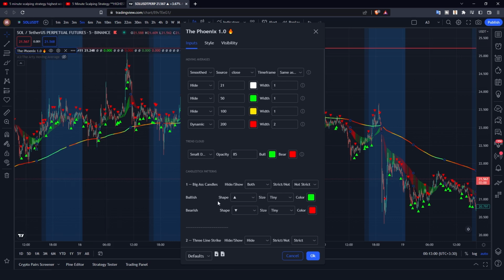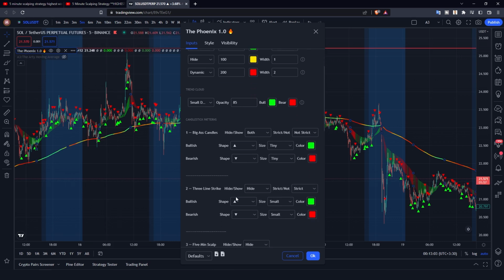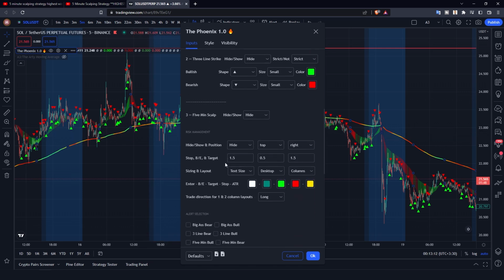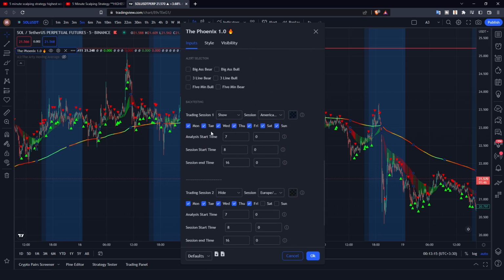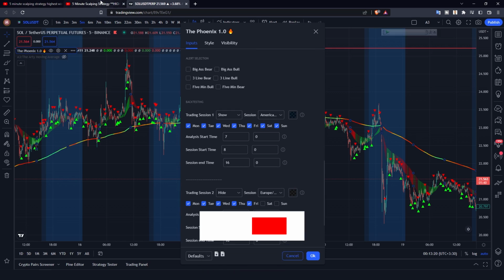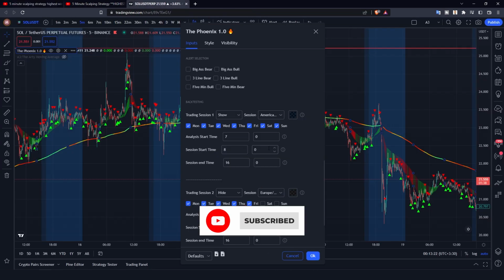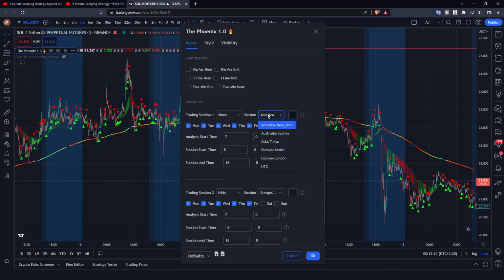There are two candle patterns. One of them is one candle engulfing and the next one is triple candle engulfing for entering the position. And also it should be on a specific time session, and I used this one, New York, America, for entering the position. Okay, and so our first condition is 200 SMMA or 200 moving average. If the price is above, we take long position, and when the price is below, we take short position.